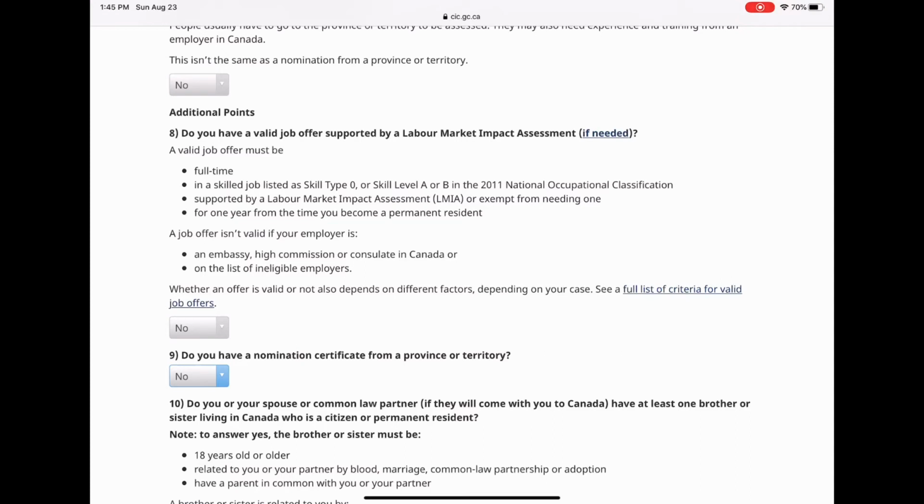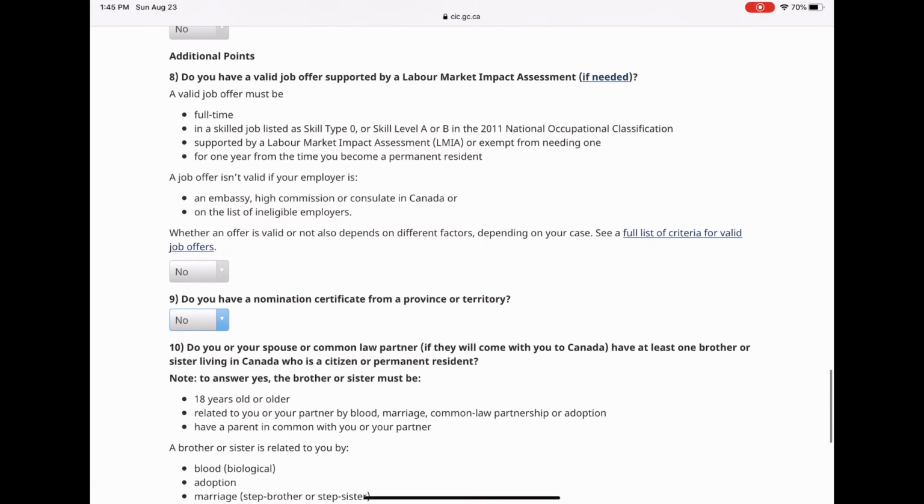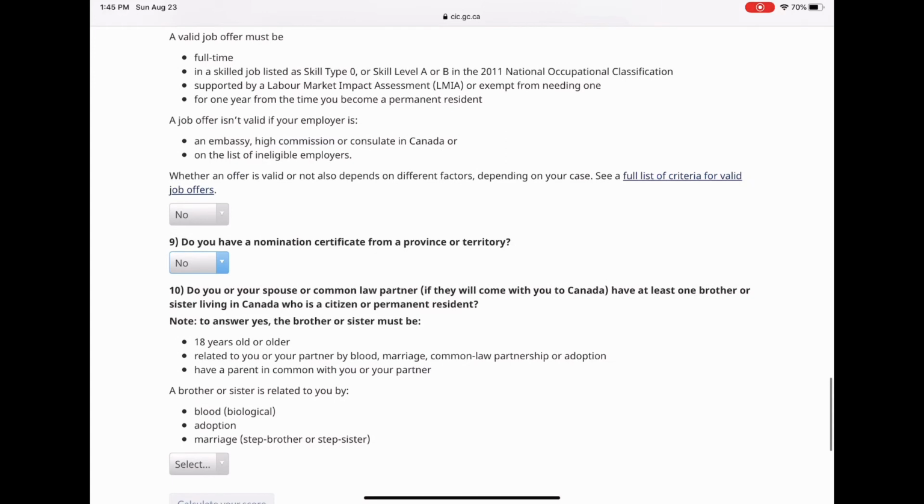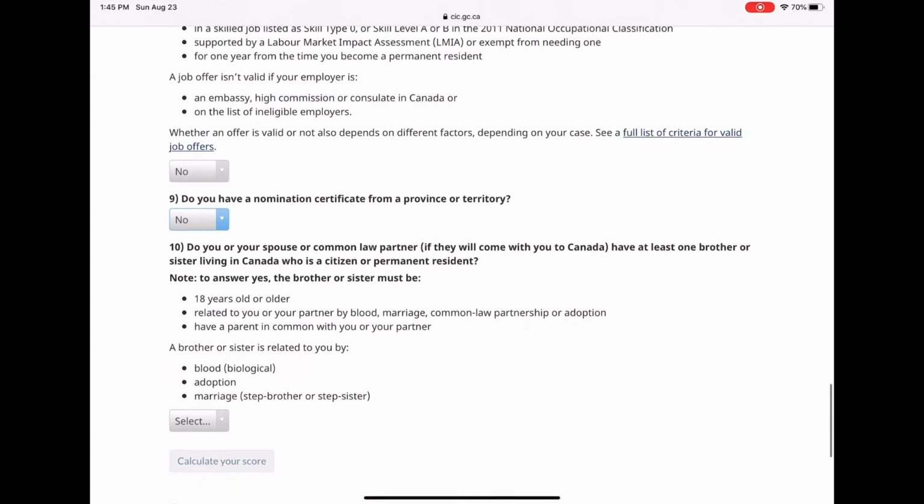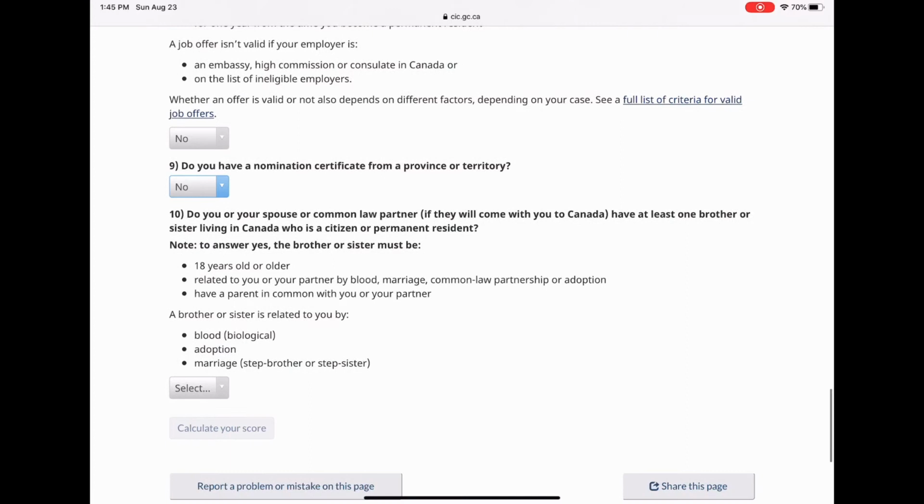So if you haven't, well, no, I didn't get any, and it's very rare to come by that too. Now, do you have a nomination certificate from a province or territory? Well, that means some provinces or territories require certain skilled workers, and they have a requirement. So they put out a notification that we require these people. Then, hooray, you're going to get more points because that's going to be very easy for you.